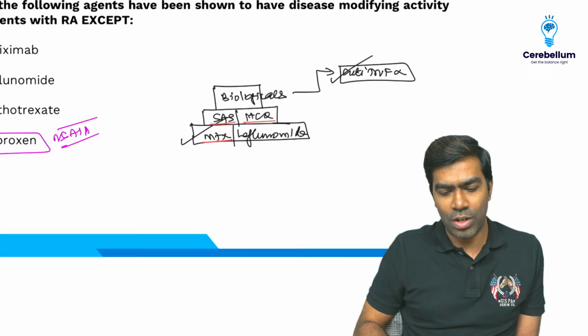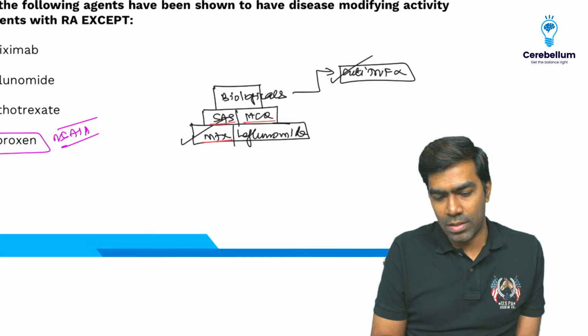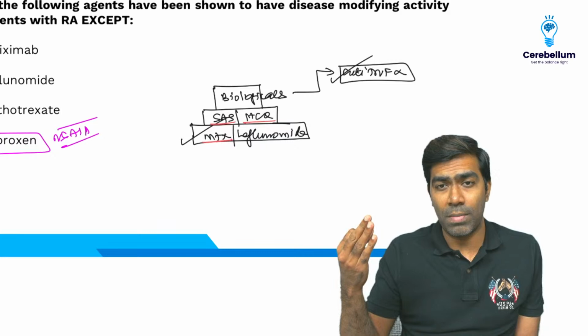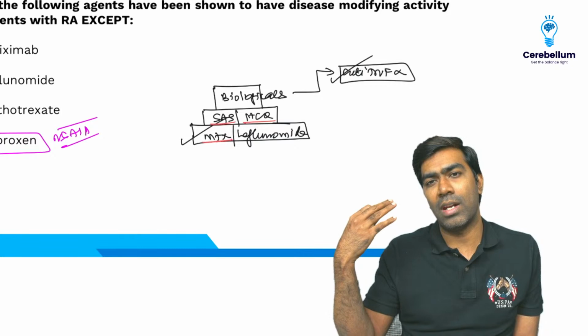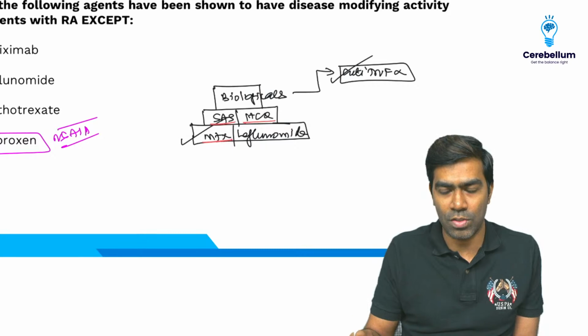I'm not going to write them because it's not important; everyone would already have read the 5 important anti-TNF drugs in pharmacology. We have infliximab, etanercept, golimumab, adalimumab, certolizumab pegol. In India, the commonly used drugs are infliximab, etanercept and adalimumab. Certolizumab and golimumab are not very commonly available in India. For example, I am a big fan of adalimumab. I use it very commonly in most of my patients with rheumatoid arthritis.